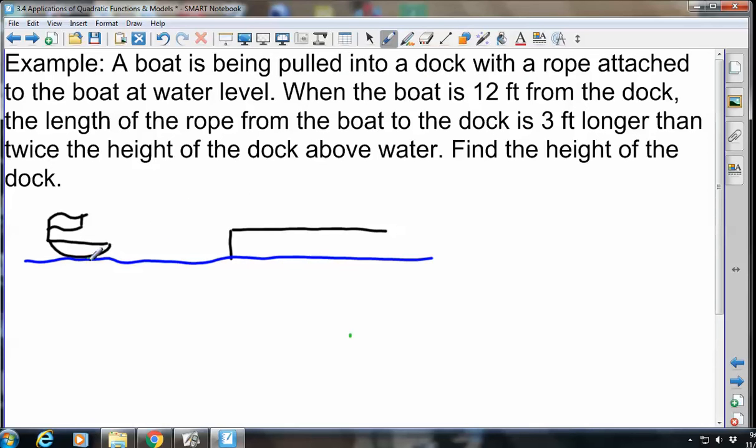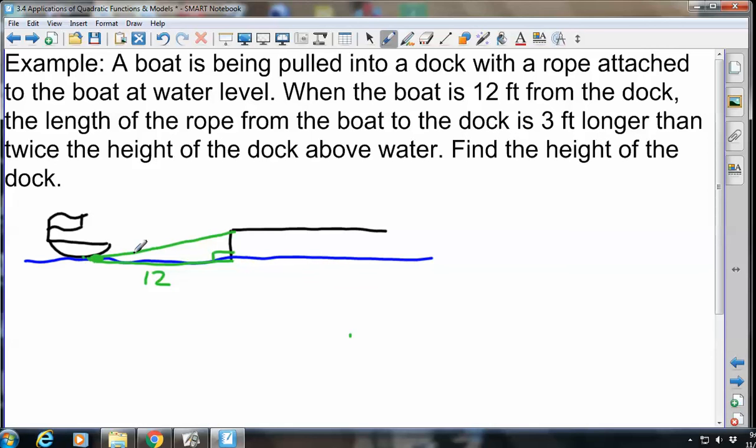We have a rope attached to the boat at water level. So here's my rope. When the boat is 12 feet from the dock, so my rope is going from the boat to the dock. The distance from the boat to the dock is 12 feet. Where is that going to go? On the bottom. This distance right here is 12. What kind of angle would this be?